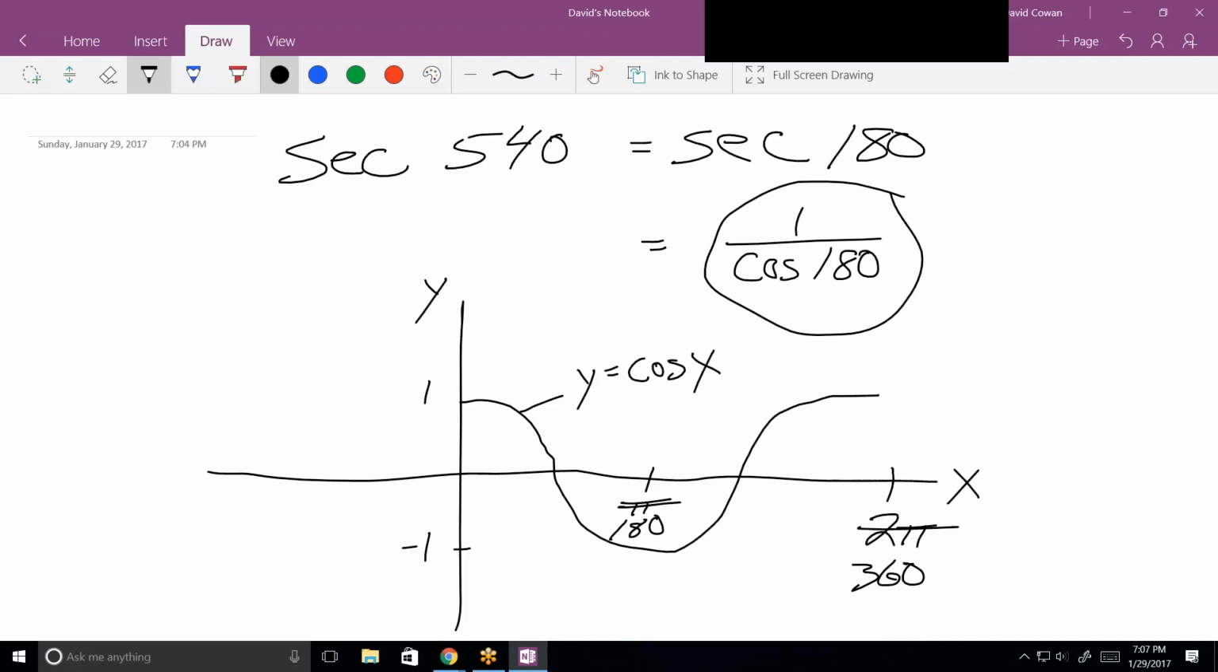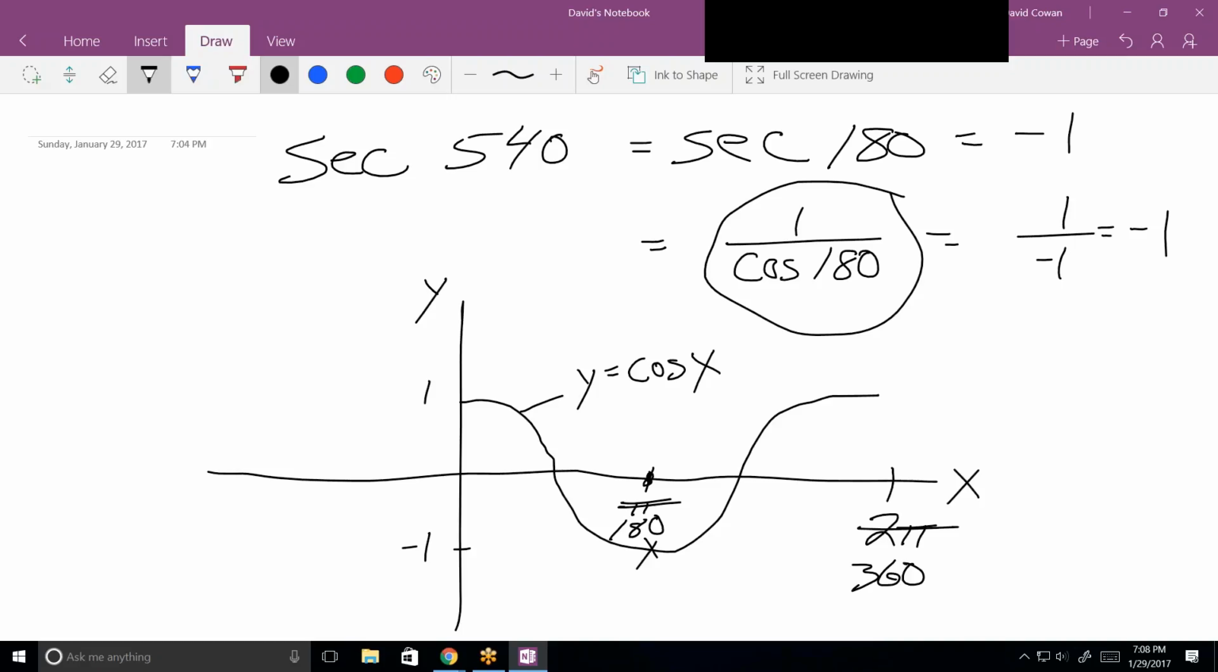0. Now, go to the 180 mark, and where is the function? Right there. What's the cosine of 180? Negative 1. Okay. Which means 1 over negative 1, which is the same as just negative 1. So that is the secant of 180 also. In other words, the secant of 180 is exactly the same as 1 over the cosine of 180. With me? All right.